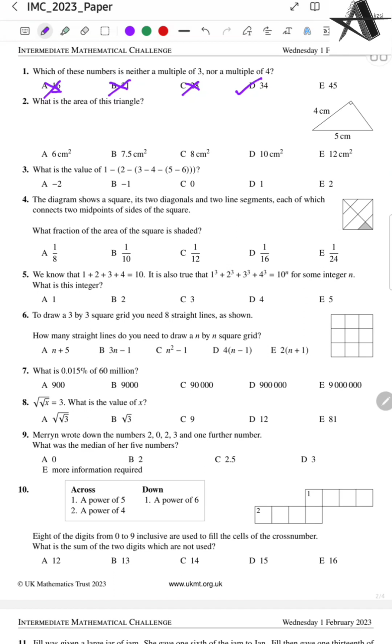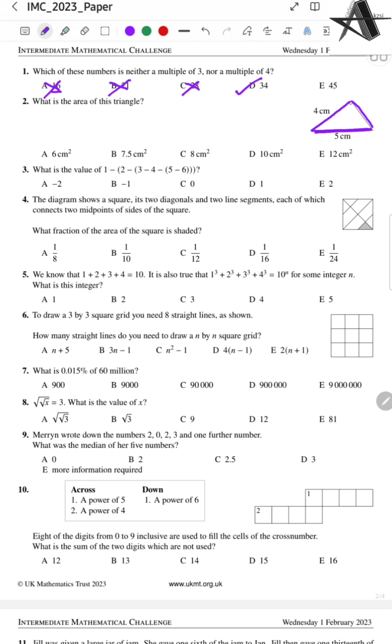What is the area of the triangle? This one is a triangle and you can clearly see it's a right-angled triangle, where this is your height, this is your base, and 5 is your hypotenuse. So don't do half times 4 times 5, which will easily give you 10 centimeters squared. No, you have to see exactly which side they have given, and clearly this 5 centimeter is a hypotenuse.